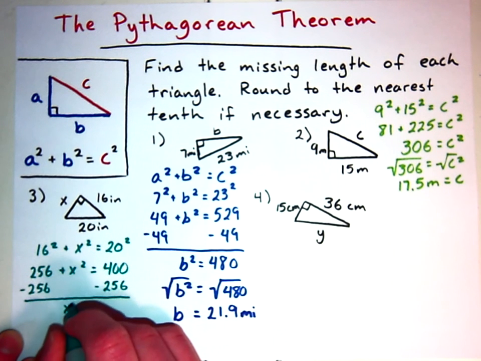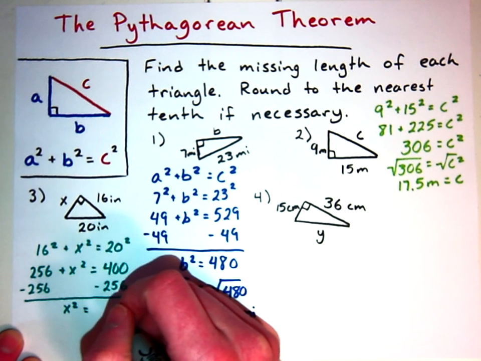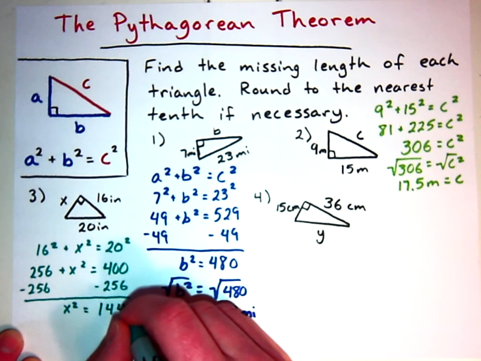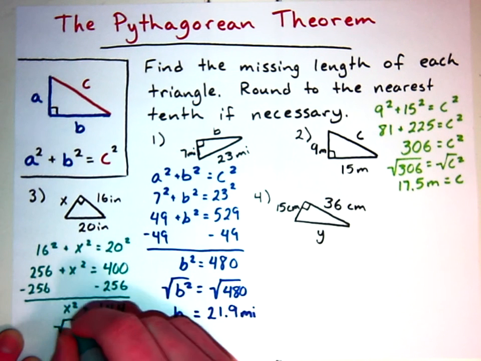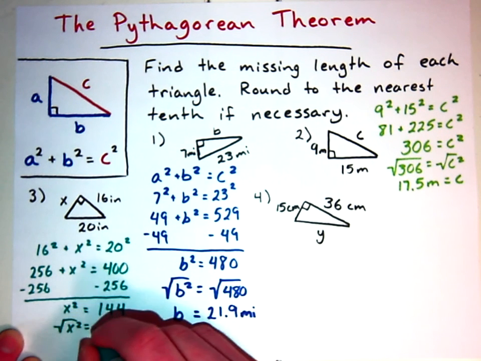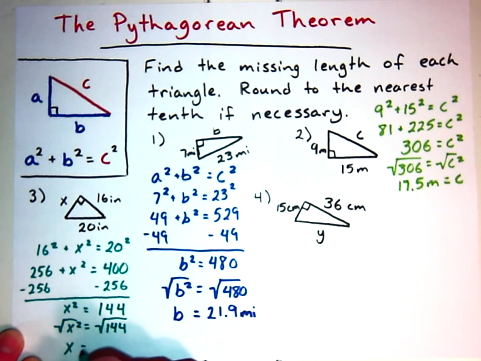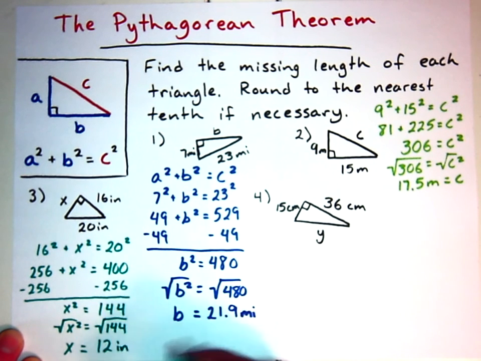Okay, that gets us to x squared equals 144, I do believe. Yep. Okay. So then, remember, we need to do the square root of x squared and the square root of 144. And that's going to get us x equals 12. What's the value of distance? The measurement is in inches, so we write 12 inches.